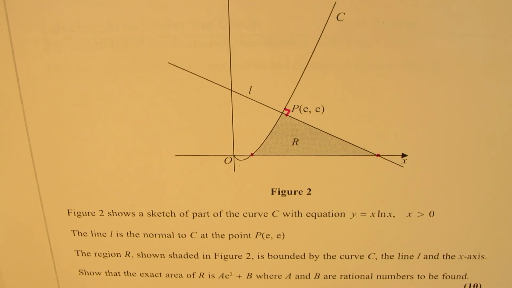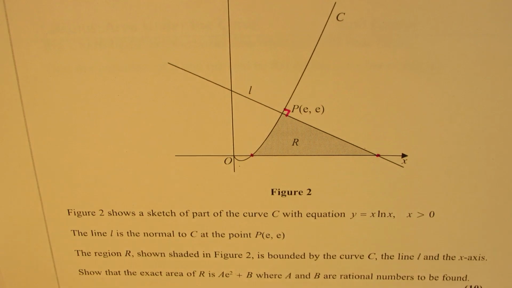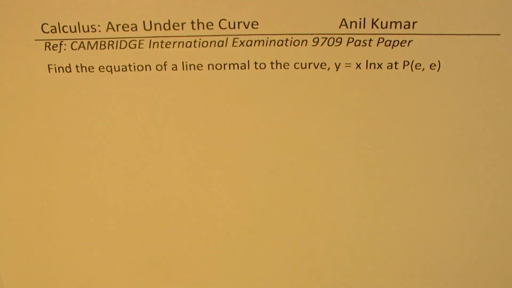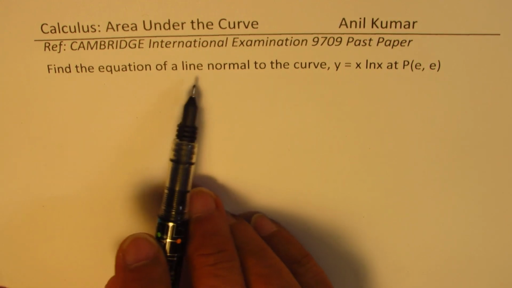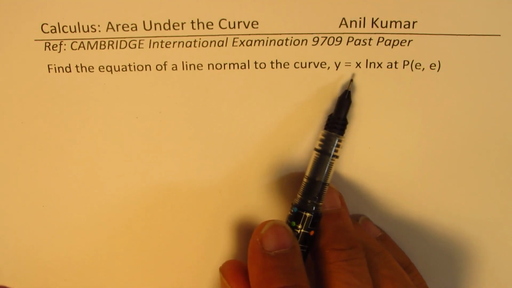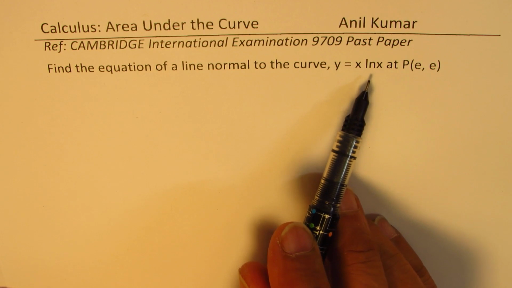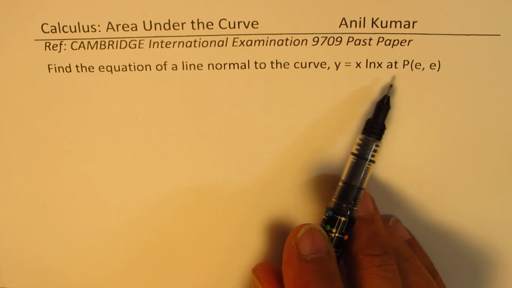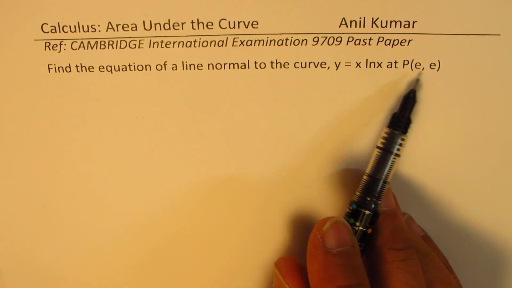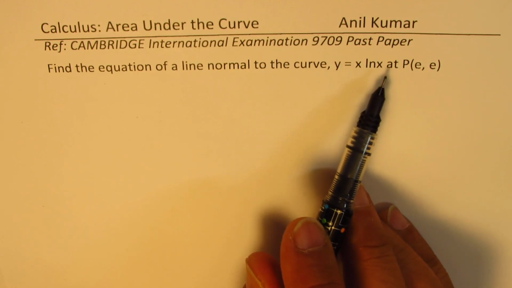Let's begin by finding the equation of this line, then the x-intercepts, and then we'll find the area under the curve. Since there's less space on this page, we'll take a fresh page to find the equation of the line. I've copied this part of the question here, which is find the equation of line normal to the curve y equals x ln x, that was the equation given to us, at the point P, (e, e).